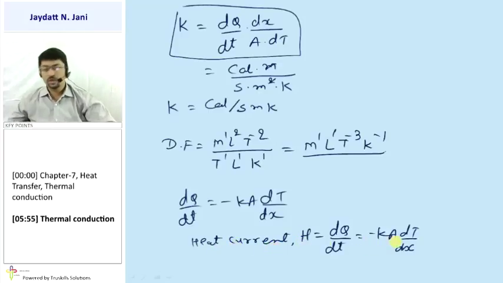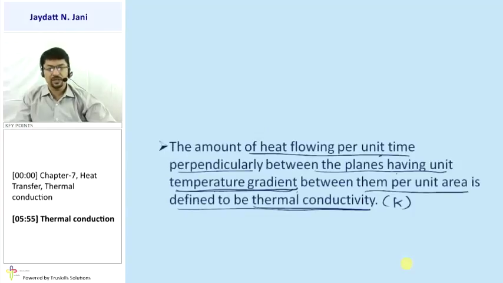Is that clear? So now you can also say that the amount of heat flowing per unit time perpendicularly between the planes having a unit temperature gradient between them per unit area is defined to be thermal conductivity. In this semester you do not need to memorize any definitions, but for understanding, yes, that's important. So here they define thermal conductivity, that is K, in words. Is that clear?